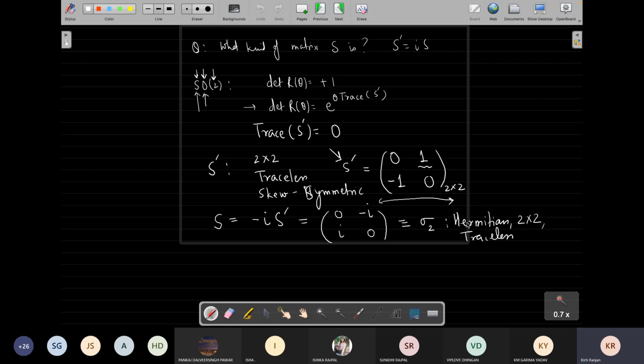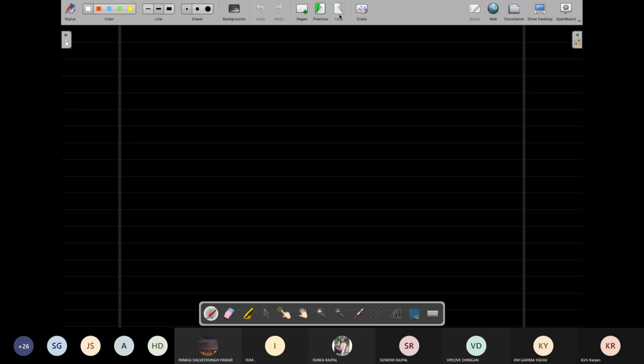What was this S? This is the generator of SO(2), R theta. Now I can just write it down as e to the i theta sigma 2, where sigma 2 is a 2 cross 2 traceless Hermitian matrix. And I can tell you that a lot of properties related with groups can be found just by knowing what we can do with this.